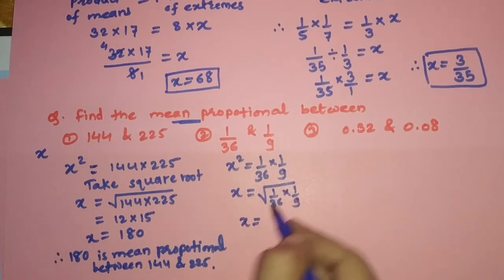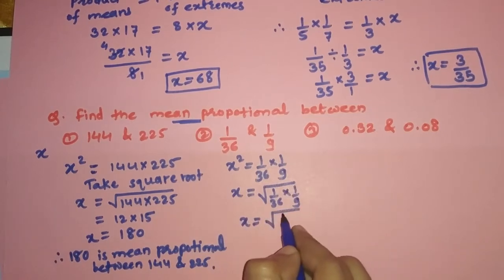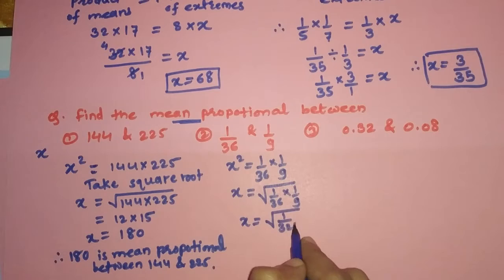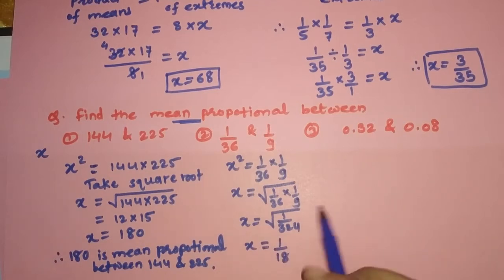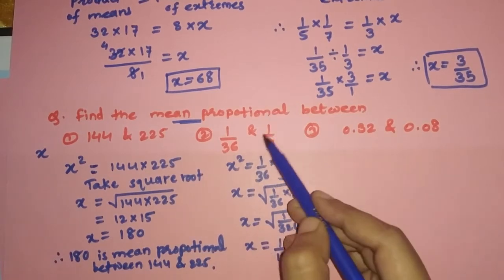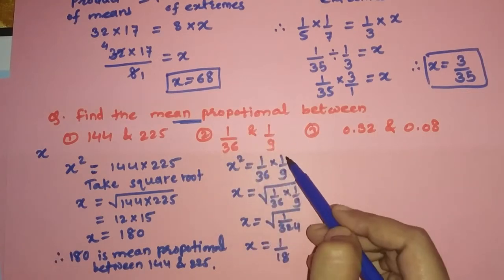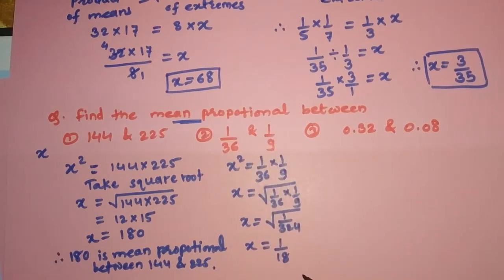So you know that 36 9s are what? 1 upon 324. We'll get a 324. And 324 is a perfect square of 18, so 1 by 18. So the mean proportional between 1 by 36 and 1 by 9 is what? 1 upon 18.